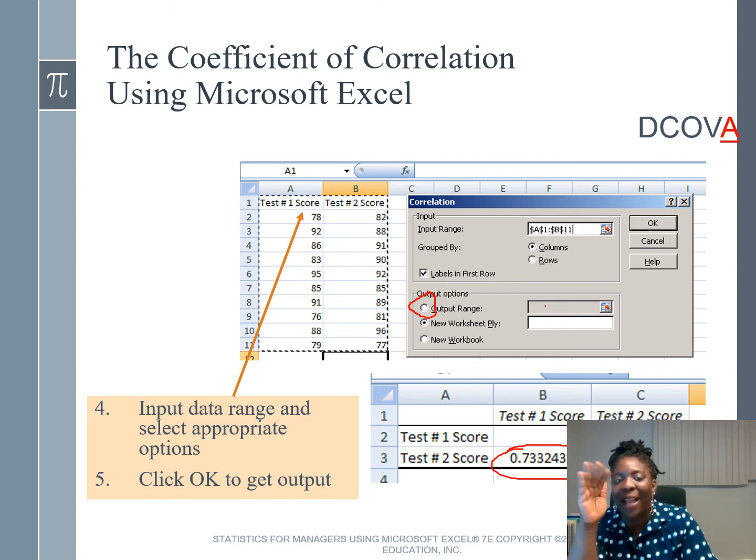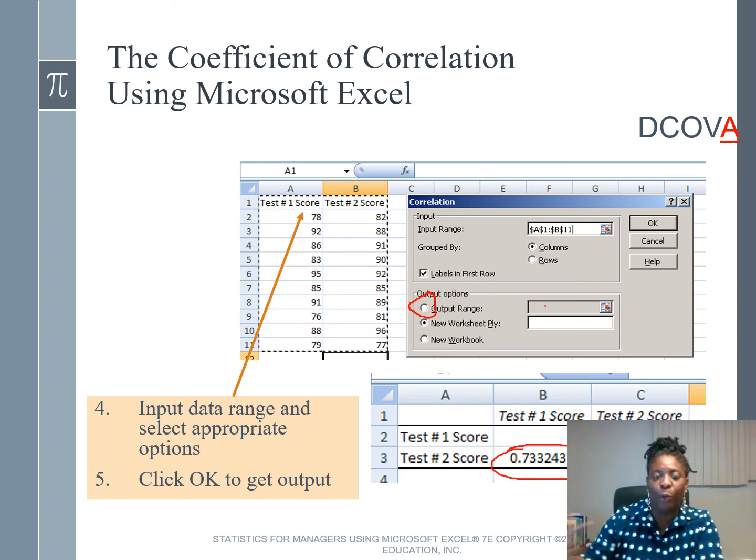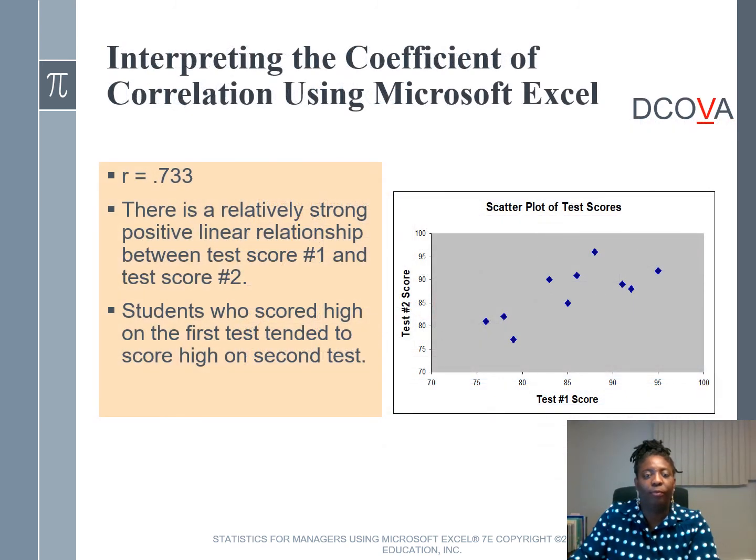If you investigate the data analysis toolpack, you'll find things like descriptive statistics, histogram, and other types of tools that we will go through as we go through the chapter. Here, the correlation for this data is 0.733, and we've interpreted it. Students who score high on the first test tend to score high on the second one as well.